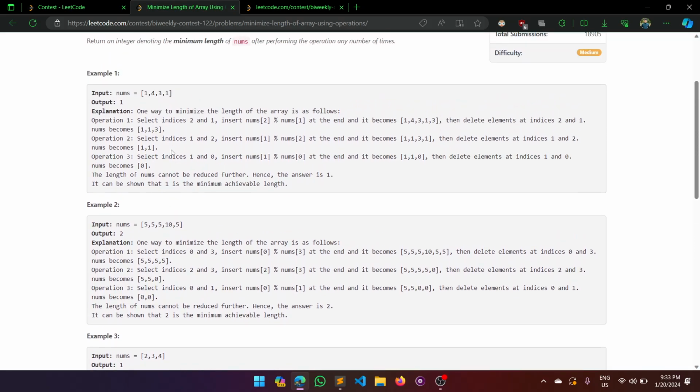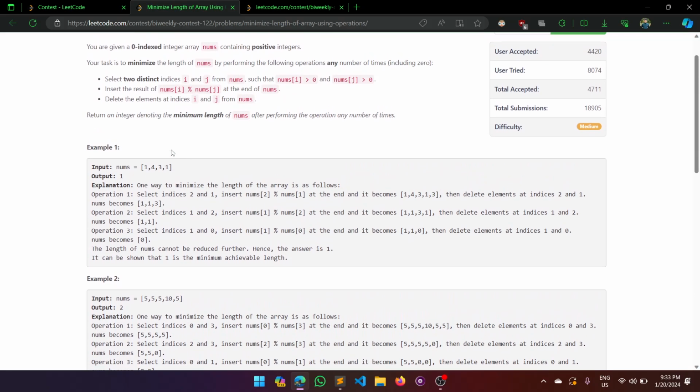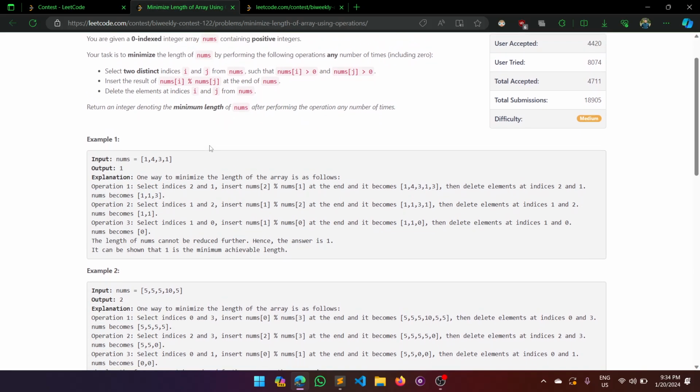So the approach to solve this question is that if you have two numbers, let's say 1 and 10, you can always reduce this to the smallest number, to 1. Why? Because 1 modulo 10 is 1, right? So for any numbers, let's say x and y, you can always reduce it to the minimum of x and y, right? But how will you determine the minimum number that you can have inside the array?